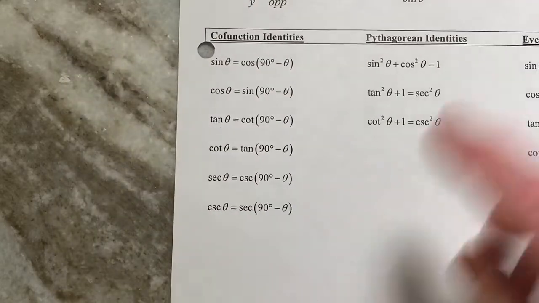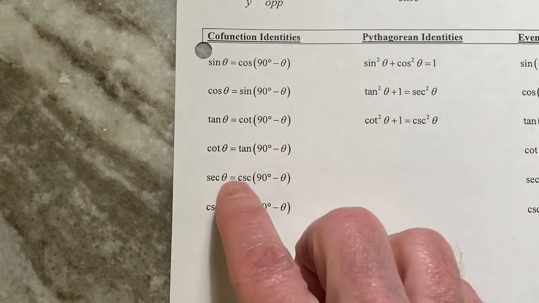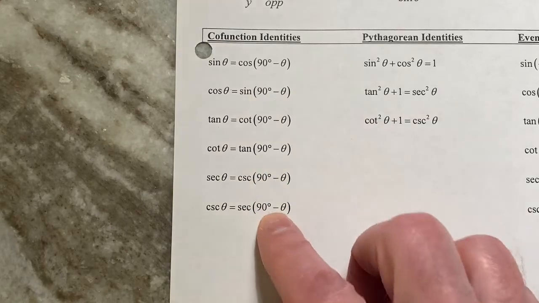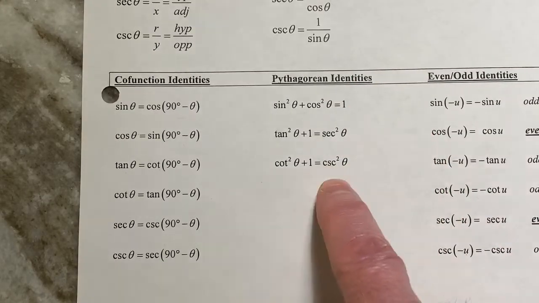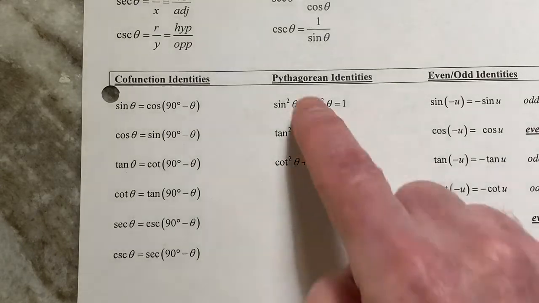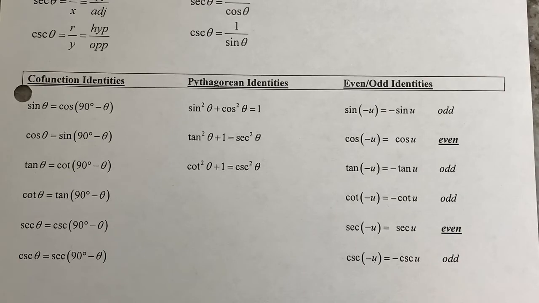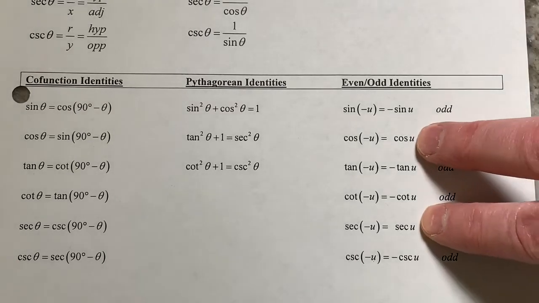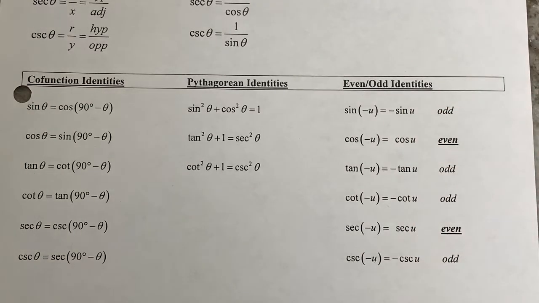And then remember the co-function, sine and cosine, cotangent and tangent, secant and cosecant. Those are those 90 minus theta identities. Hopefully we know those. Those are the three basic Pythagorean identities, although we can move stuff around and use them different ways. And then those are the even and odd identities. And remember, the only two evens are cosine and secant. That's where the negative gets thrown out. The other four, the negative gets factored out.